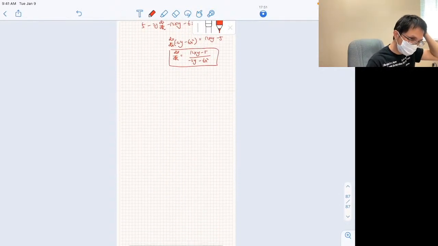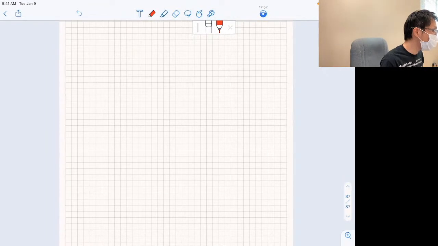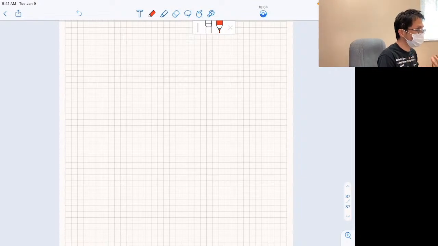All right, so for this, we are gonna find extrema on closed intervals. So what do I mean by extrema? Extrema is the highest point or the lowest point.